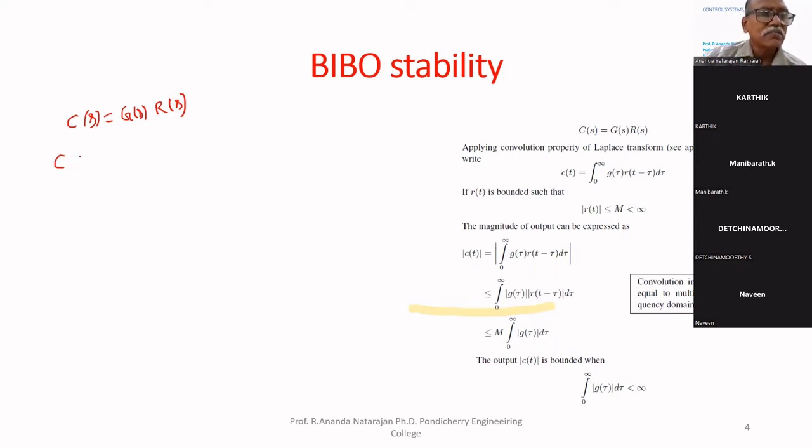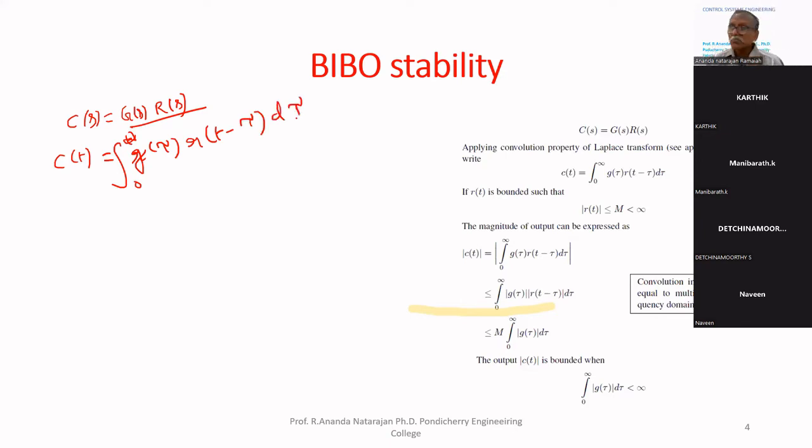What is C of t? Multiplication in the frequency domain is convolution in the time domain. That's why we integrate from 0 to the steady state value, which is infinity: C of t equals integral from 0 to infinity of G of tau R of t minus tau d tau. Convolution in the time domain.